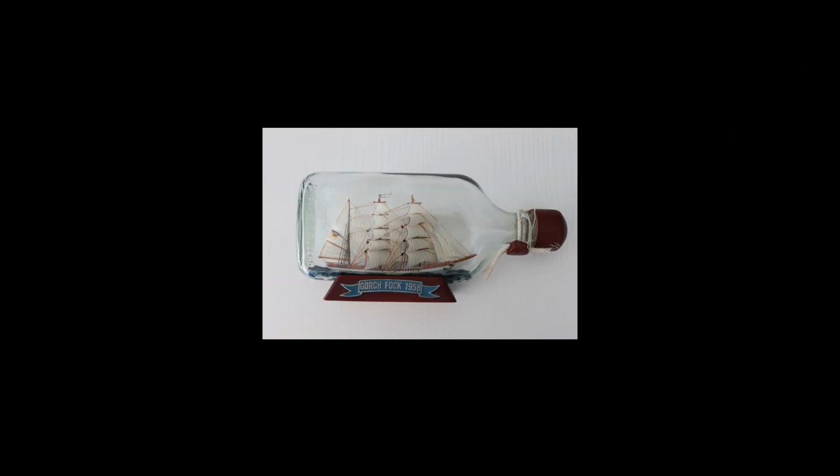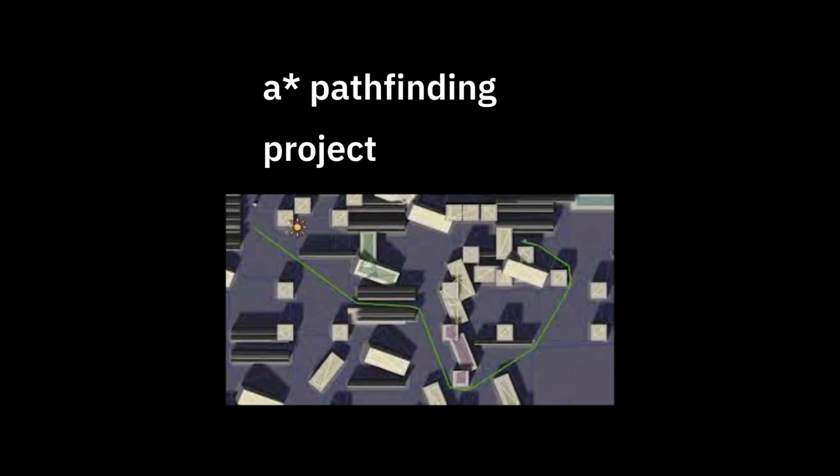Your GPU. Number 2. Pathfinding. Use A-star pathfinding. Don't reinvent the wheel. Pathfinding's the largest computational bottleneck by far. So use a library that's already optimized.